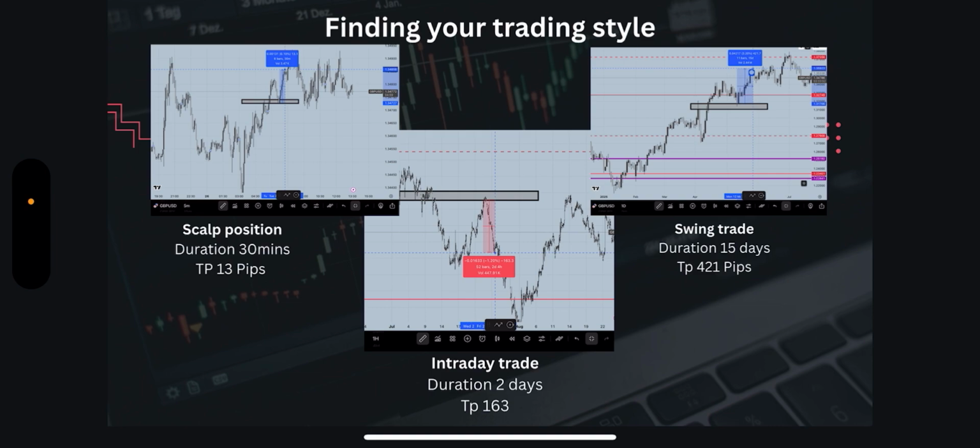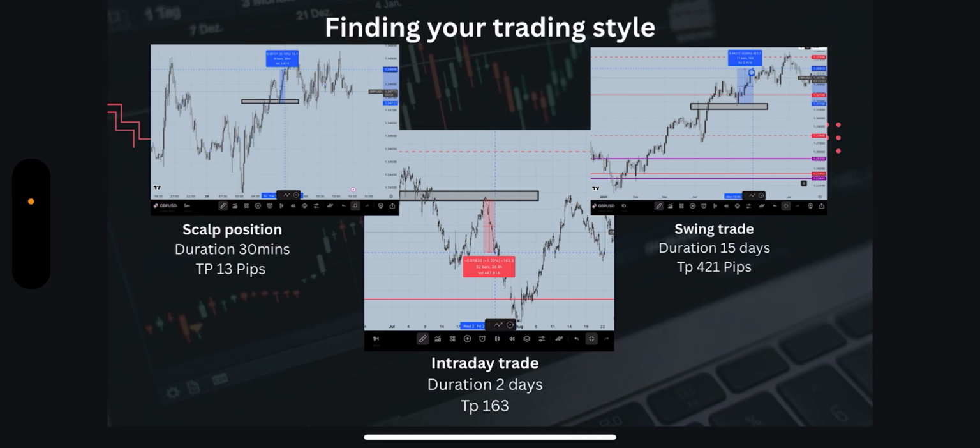So this is an example of a scalp position. The trade actually lasted 30 minutes. Now let me make a disclaimer. These are not actual trades that were taken, nor are these trades setups that I'm saying you should be taking. These are just examples so you can see how long each position size normally would take and what the pips would look like in that time frame.